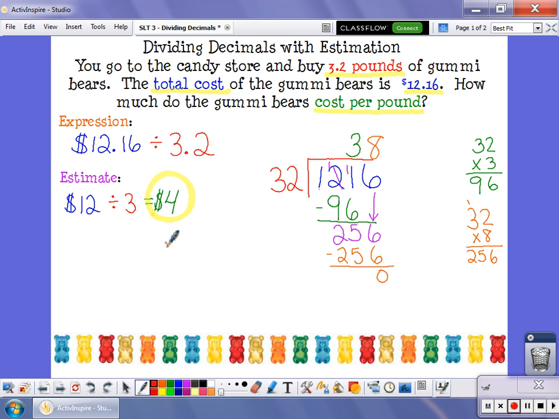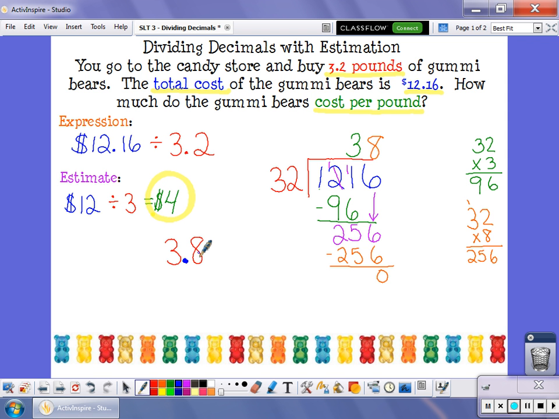So let's take this 38 and figure out where I can put a decimal point to make an answer that's about $4. If I put my decimal here, that's an answer that's less than 1. And if I put it here, that is 38, which is a lot more than 4. So I can see that my decimal point has to go right here. 3 8/10 is very close to 4.